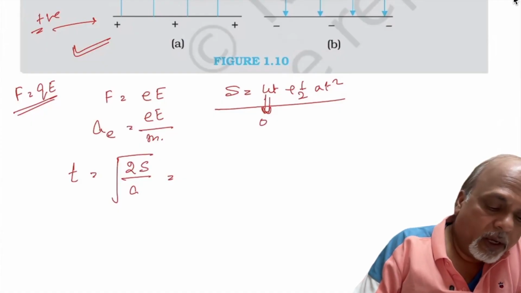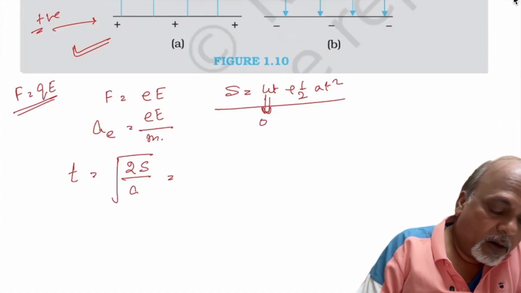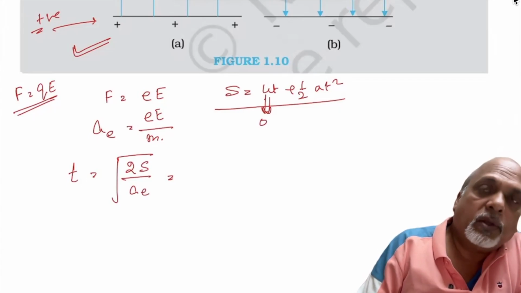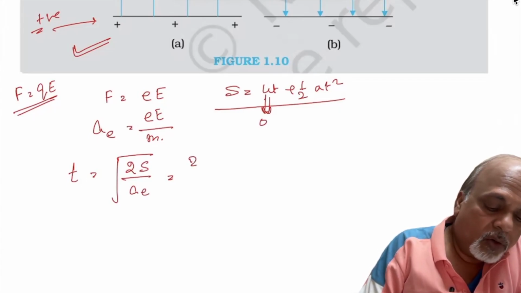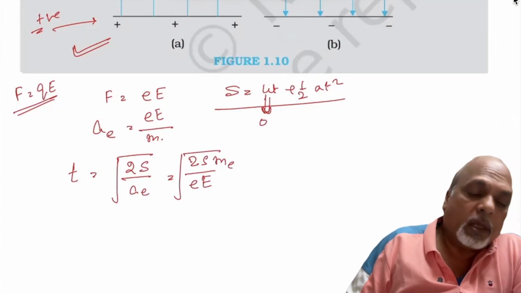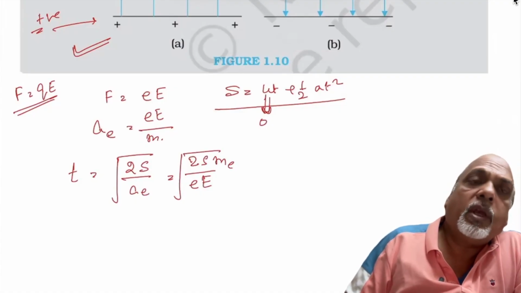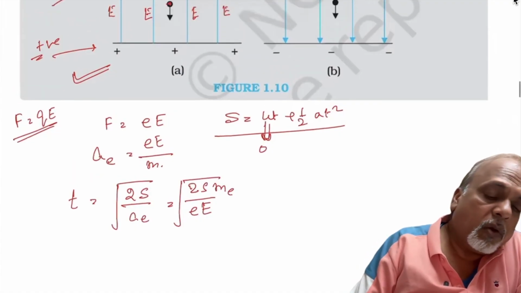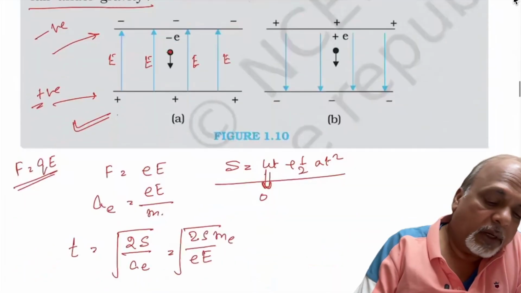Here 2s upon a, or we can say this will be equal to 2s upon eE into m e. This is the time which will be taken by the electron in moving a distance of 1.5 centimeter.